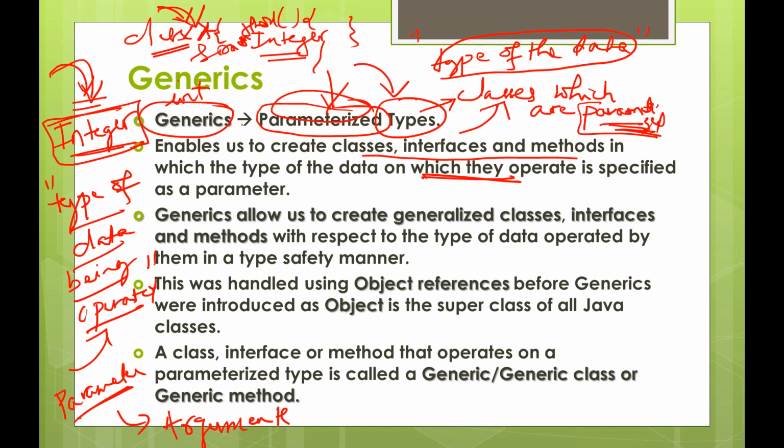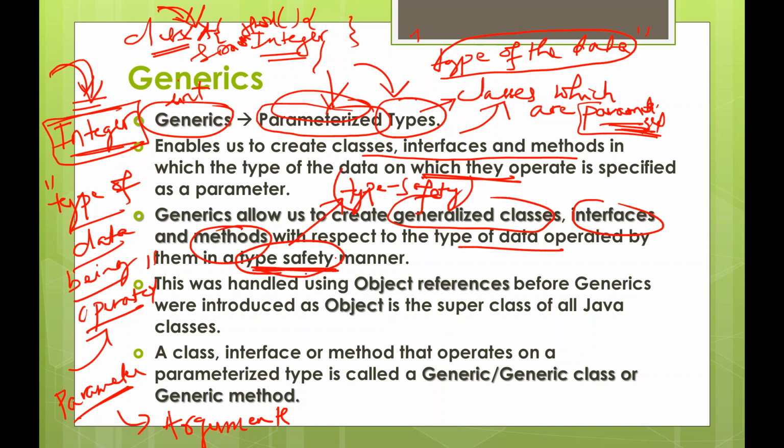So what are the advantages of using generics? We can create a generalized class or interface or methods with respect to the type of data that is being operated by the class, in a type safe manner. We will see an example to understand what type safety means. The type of data being operated by generics is handled in a type safe manner.